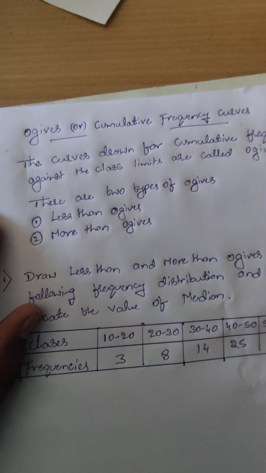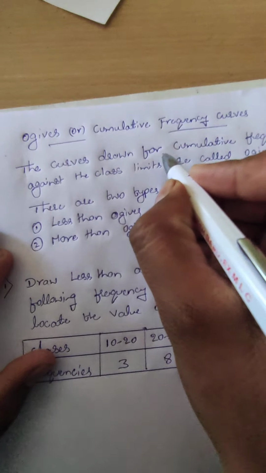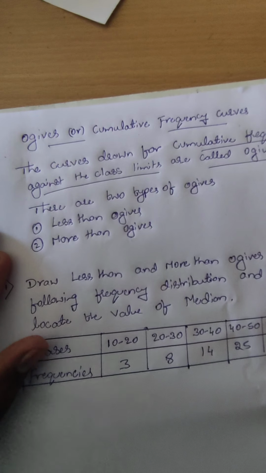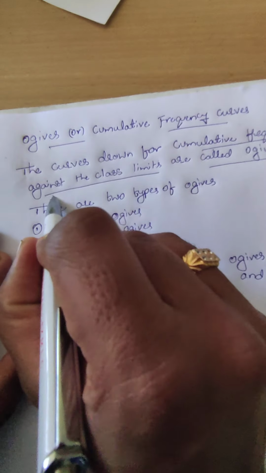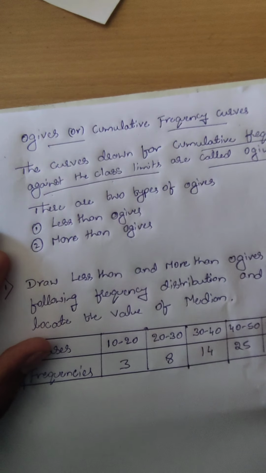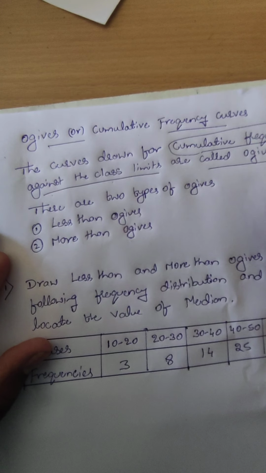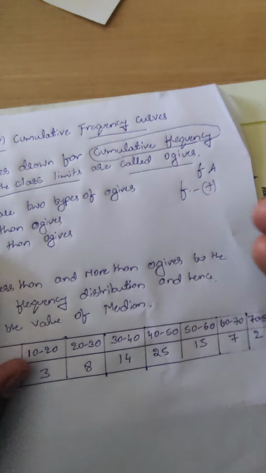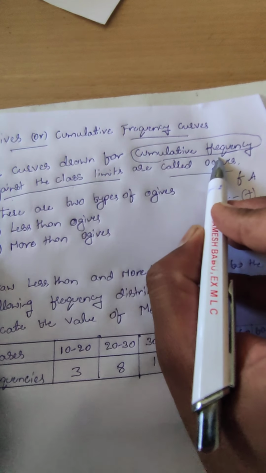So let us know the meaning of ogive. The curve drawn for cumulative frequency against the class limits is called an ogive. Cumulative frequency means the frequency values we are adding one by one. Adding them one by one gives the cumulative frequencies.